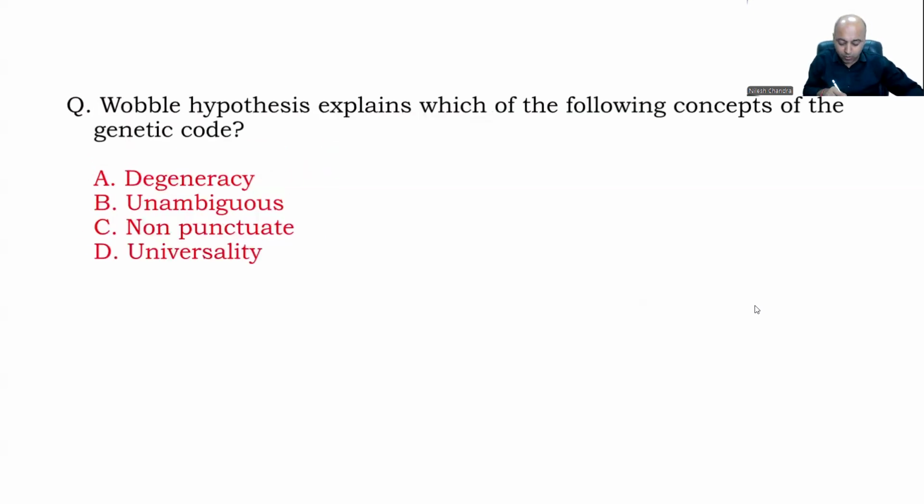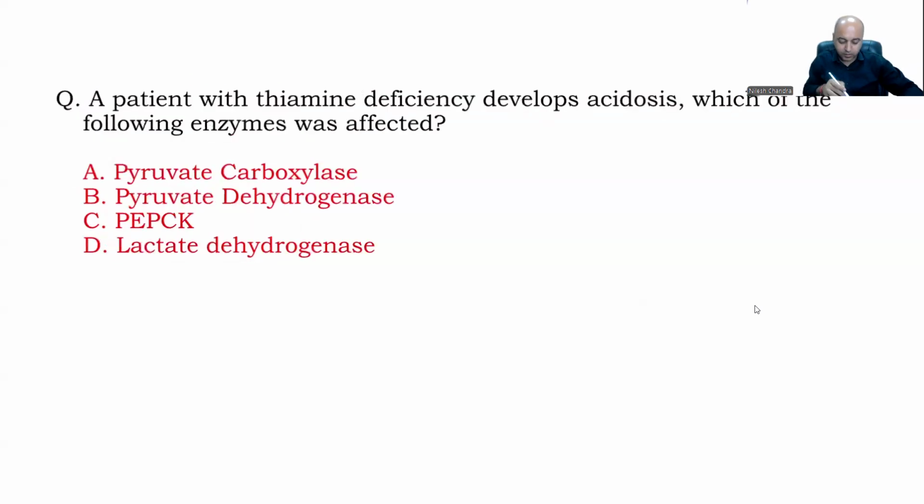Moving to next question, Wobble hypothesis explains which of the following concepts of the genetic code? Your options are degeneracy, unambiguous, non-punctuate, and universality. Please note the Wobble hypothesis is responsible for what is known as degeneracy, meaning multiple codons code for the same amino acid. This is possible only because of the Wobble hypothesis. The correct answer is degeneracy.